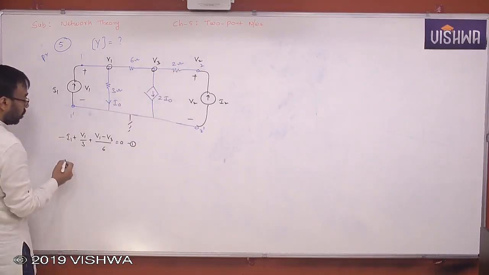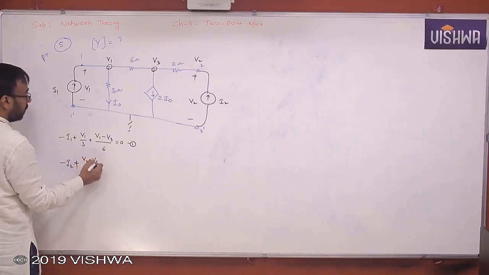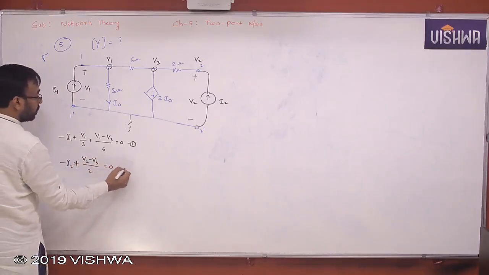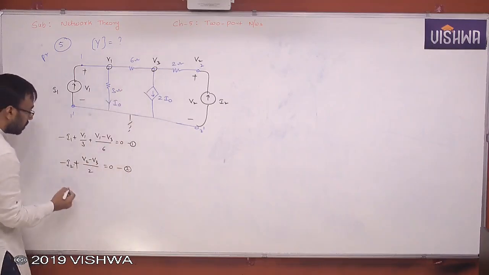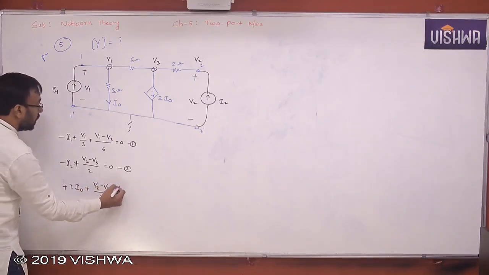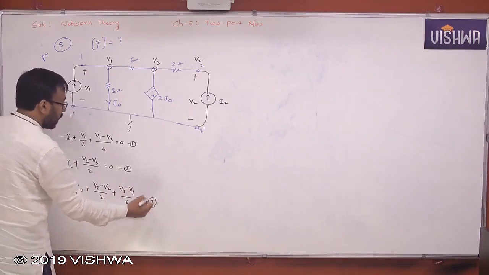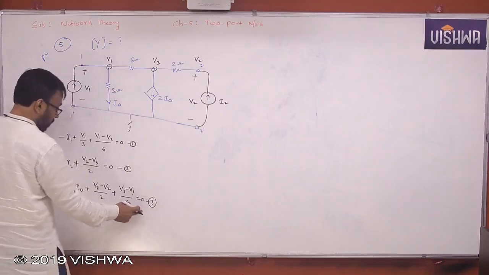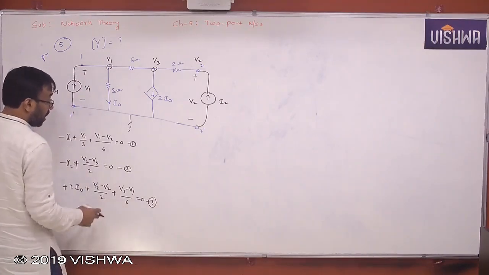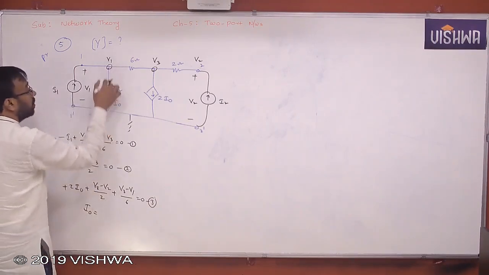Second equation at node 2: minus I2 plus V2 minus V3 by 2 is equal to 0. Third equation please: plus 2 I naught, because that is the leaving current, plus V3 minus V2 by 2 plus V3 minus V1 by 6. Okay, substitute here. Already you require I naught also, right? So what is I naught here? Tell me. I0 is equal to V1 by 3.